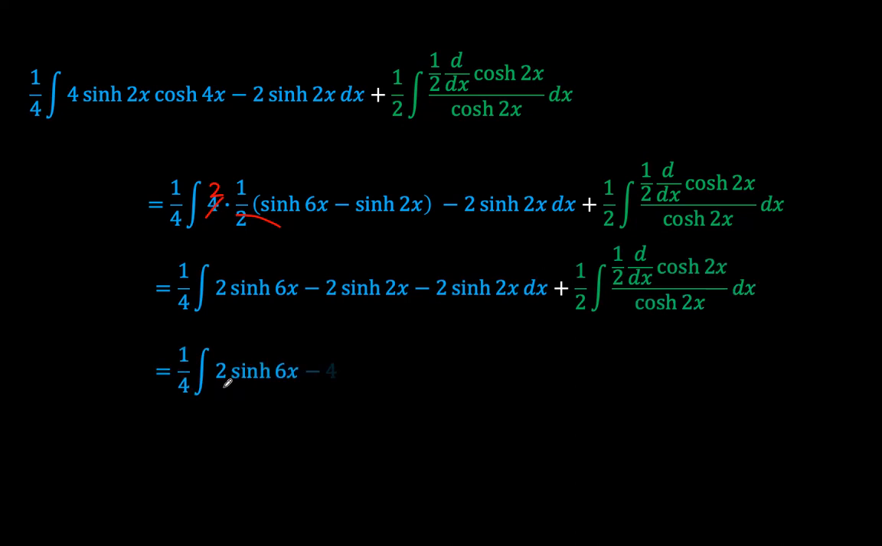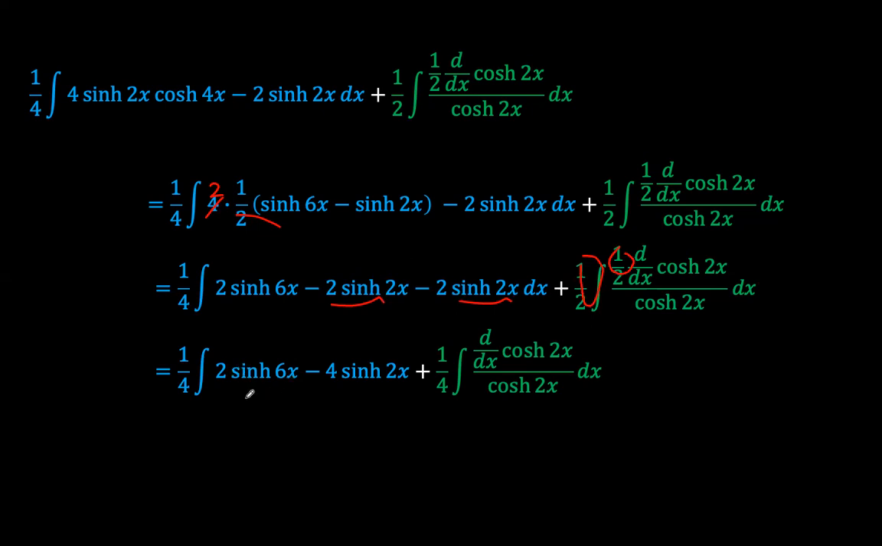So we have a quarter times the integral of 2 sinh 6x minus 4 sinh 2x, combining this and this. So these are readily integratable expressions, and then this half here now multiplied by this half here means that this is a quarter. Now this here definitely is the same as, because the derivative of cosh 6x is the same as 1 over 6 sinh 6x.